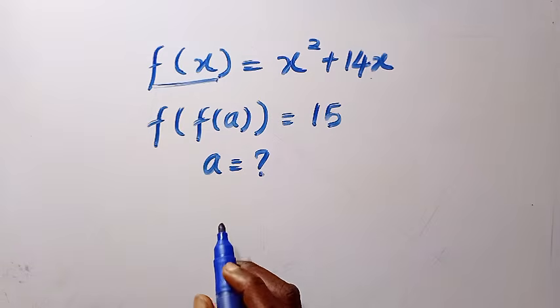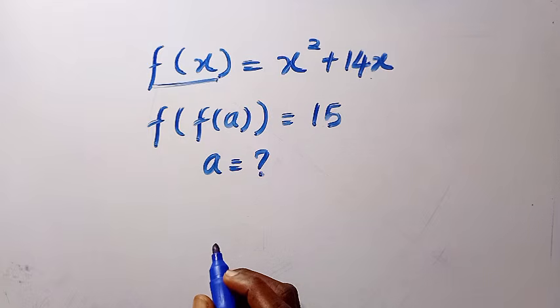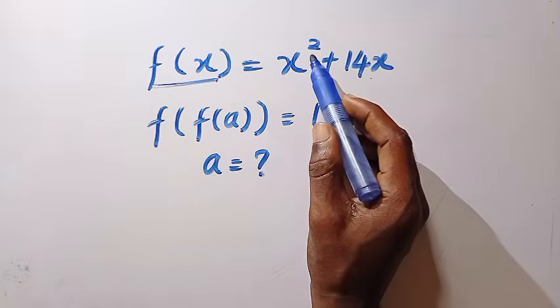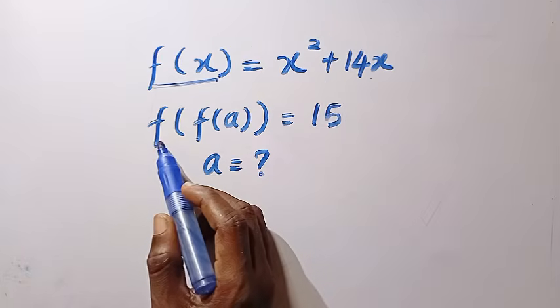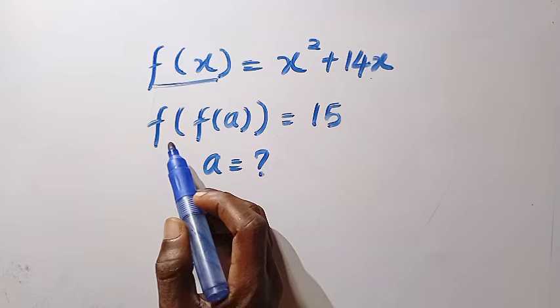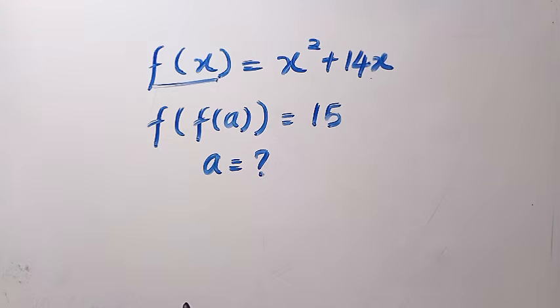If you have spotted the answer, you can pause this video and drop it in the comment box, and let's know how many solutions we are going to get. Are we getting 2 solutions or 4 solutions? This is x squared. We should be expecting like 2 solutions, but we cannot conclude because this is a composite function. Let's solve it step by step.